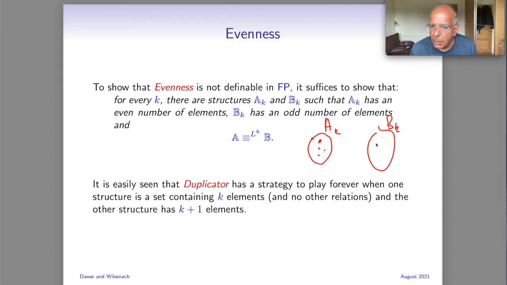Then whenever spoiler plays on an element, duplicator responds in the other structure. If spoiler plays over here, duplicator responds over here. And all duplicator has to do is ensure that when two pebbles are placed on the same element, they're on the same element over there. And whenever a pebble is placed on a different element, it's placed on a different element over here. There are only K pebbles, and there are at least K elements on each side. So there's always somewhere that duplicator can play, and this allows duplicator to play forever. That's all there is to it. Okay? So evenness is not definable in fixed point logic.